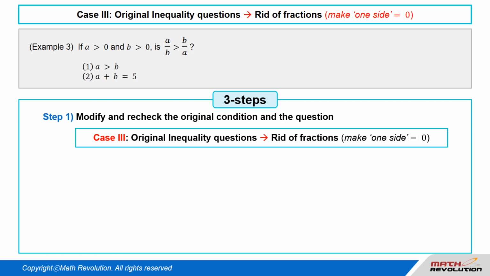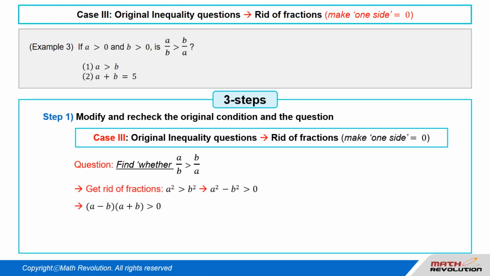one side equals 0. We have to find out whether a over b is greater than b over a, if a is greater than 0 and b is greater than 0. We should get rid of the fractions wherever possible. Here we know both a and b are positive, so we can cross-multiply without any effect on the inequality sign.